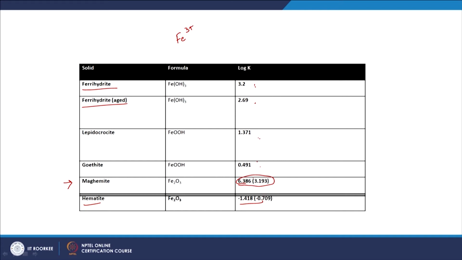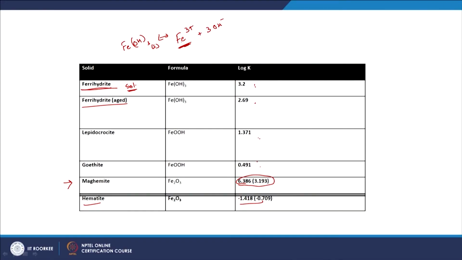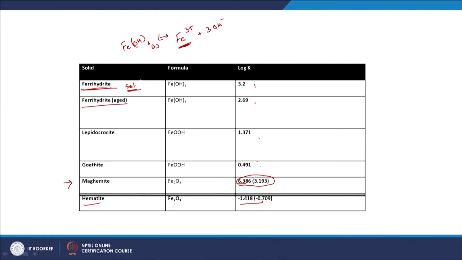So, what is it that we know? Ferrihydrite is the more soluble form of the solid. Why do I call that the more soluble form? Because Fe(OH)3, the solid, is in equilibrium with Fe3+ and 3OH-, right. The greater the log K value, the greater the Fe3+ concentration that is in equilibrium with the particular solid. And the lower the log K value, obviously the Fe3+ concentration in equilibrium with the solid is going to be lower and lower. So, that is why I call ferrihydrite the relatively more soluble form and hematite the most insoluble form, right.